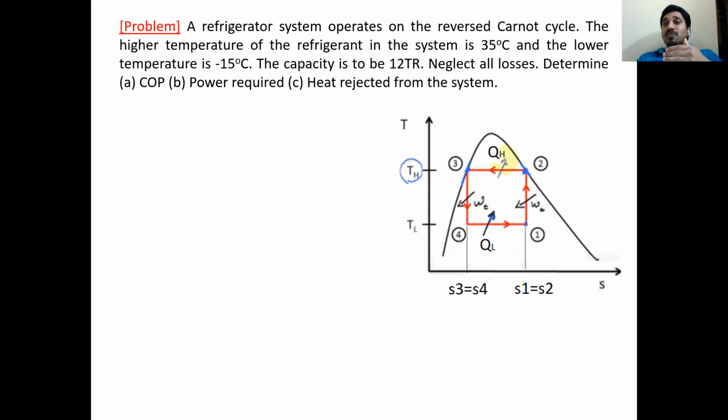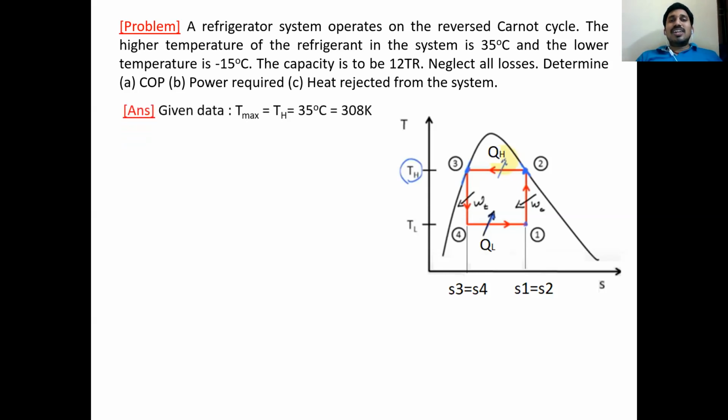QH is the amount of heat rejected from the system to the surroundings. WC is the compressor work, and WT is the expander or turbine work. So W net, the amount of work required to drive the compressor, is WC minus WT. I already discussed this in the reversed Carnot cycle, or Carnot refrigerator. So this is a TS diagram, and we should prepare it before going to solve the problem.